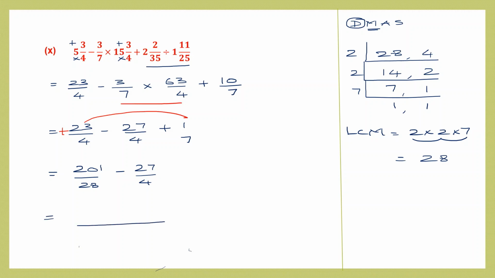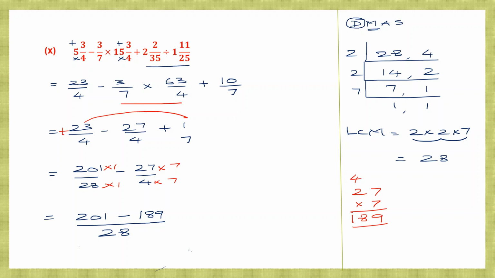So let's begin. Now this is 28, which is a common denominator. Now the first fraction's denominator is 28. So 28 into 1. Similarly, 201 into 1 will be 201 minus 4 into 7. 4 sevens are 28. So multiply 27 into 7. So 27 into 7. 7 sevens are 49, carry 4. 7 twos are 14 plus 4 is 18. 189. So here what do we have?